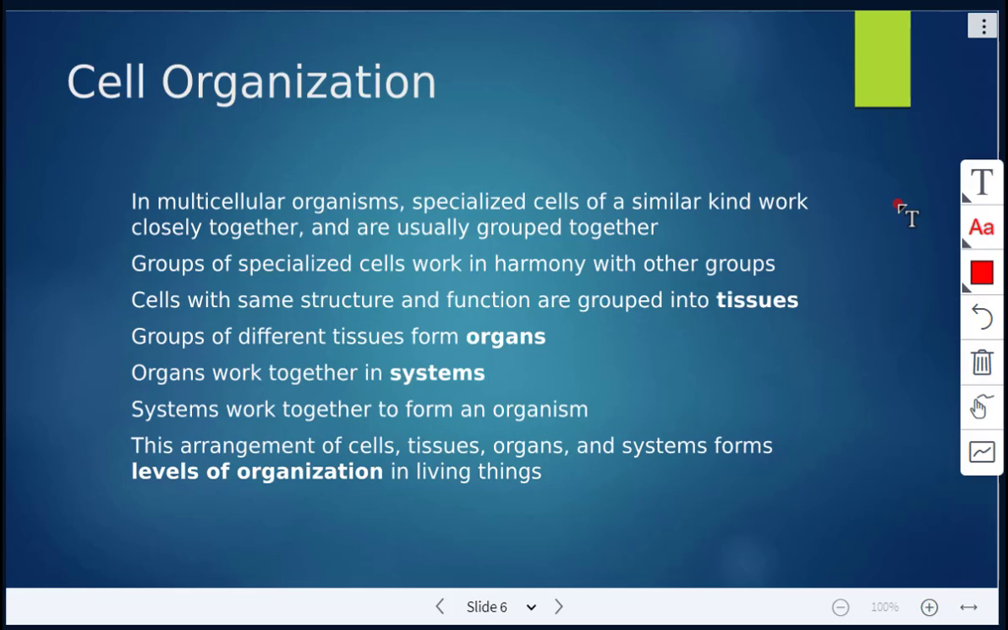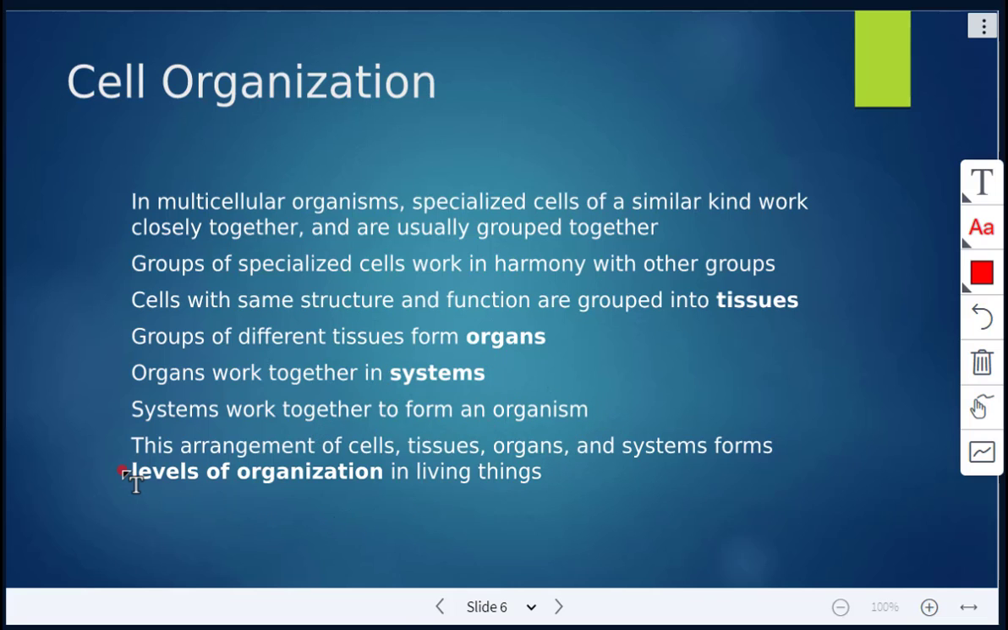Cell organization. We talked about this a little bit at the beginning of the unit. In multicellular organisms, specialized cells of a similar kind work closely together and are usually grouped together. These groups of specialized cells work in harmony with other groups. Cells with the same structure and function get grouped into tissues. Then groups of different tissues form organs. Then organs work together in systems. And then systems work together to form the organism.